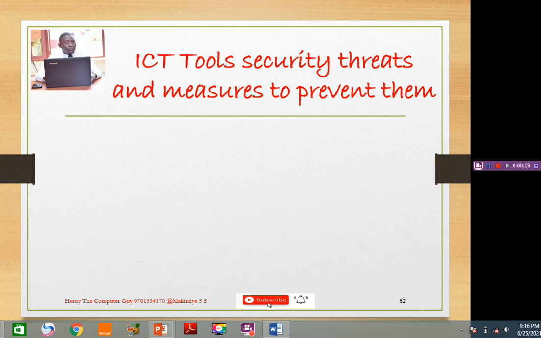And in today's lesson, we are going to be talking about ICT tools, security threats, and the measures we can use to prevent or stop these threats. So, what is a threat? A threat is something that has the potential to cause serious harm to a system. You have your computer, for example, if you get a virus, it can eat or delete all the files that you have on your computer. So, in other words, a threat is something that has the potential to harm your system. We are going to be looking at that in today's lesson.